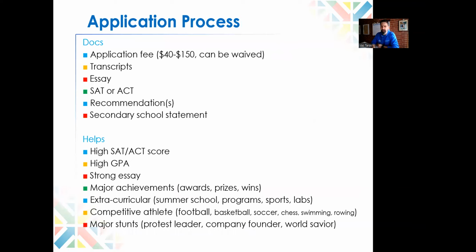So let's talk about the process of applying to schools. First I'll give you a dry list of what's needed, and then we will talk about some, not really tricks and tips, but some background information. Usually when you apply to a university in the United States, you have to submit a bunch of documents. We'll talk about something called Common App in a few minutes. Usually there will be an application fee. In many cases, it can be waived, like if you say, I cannot afford to pay it.